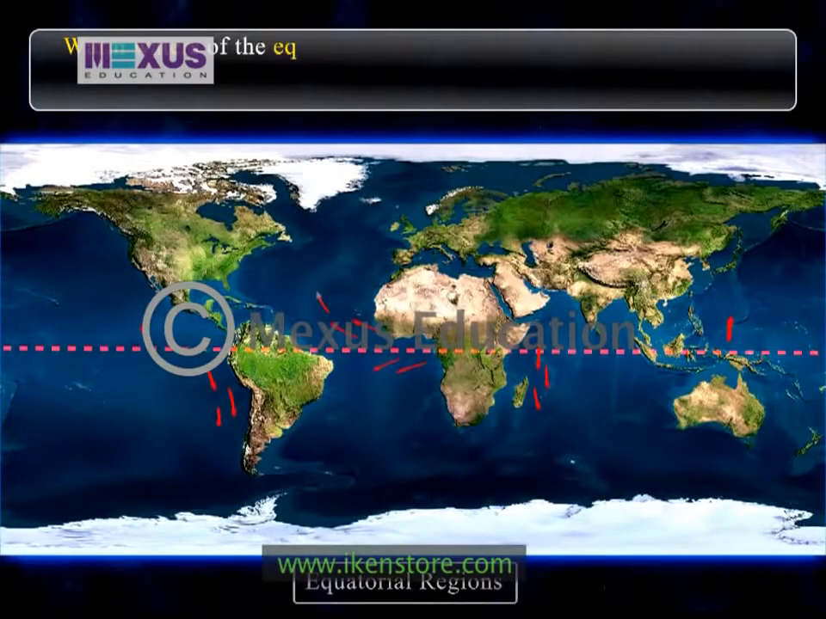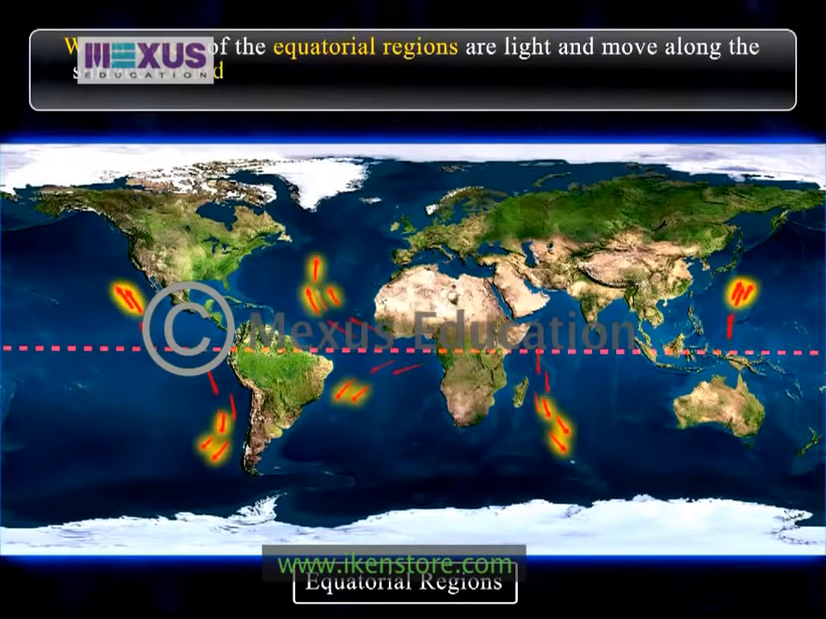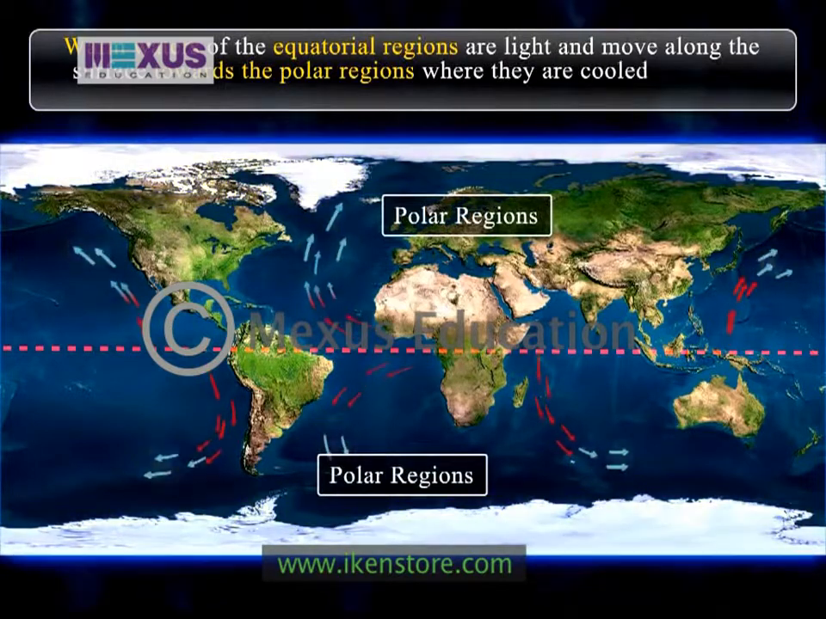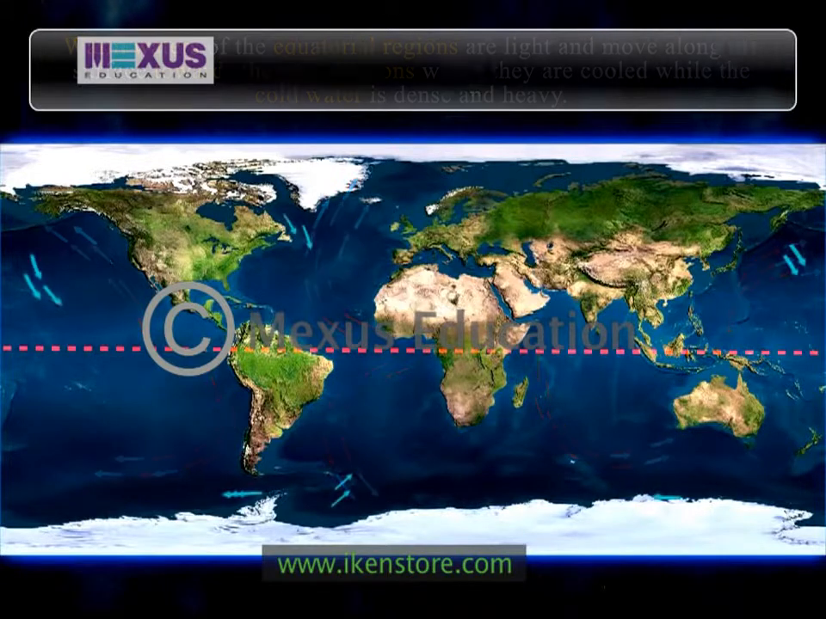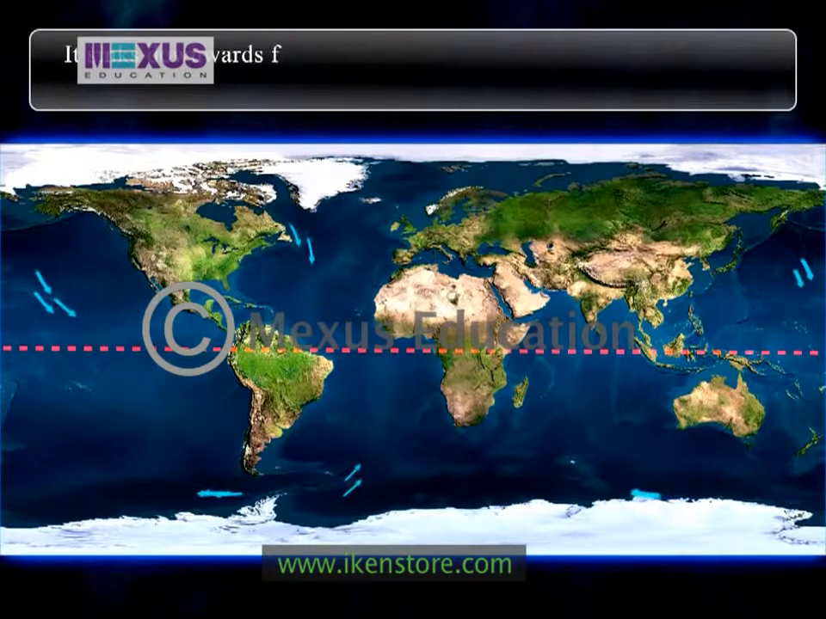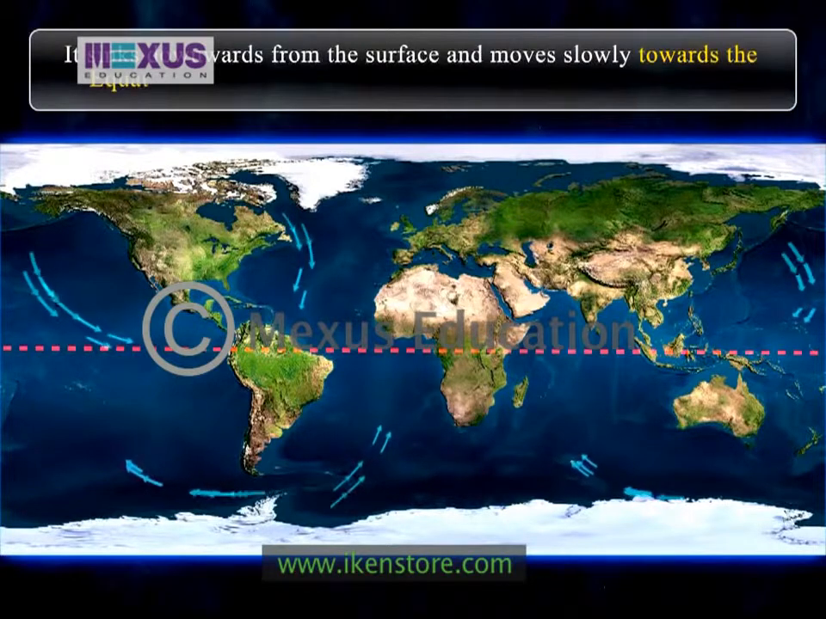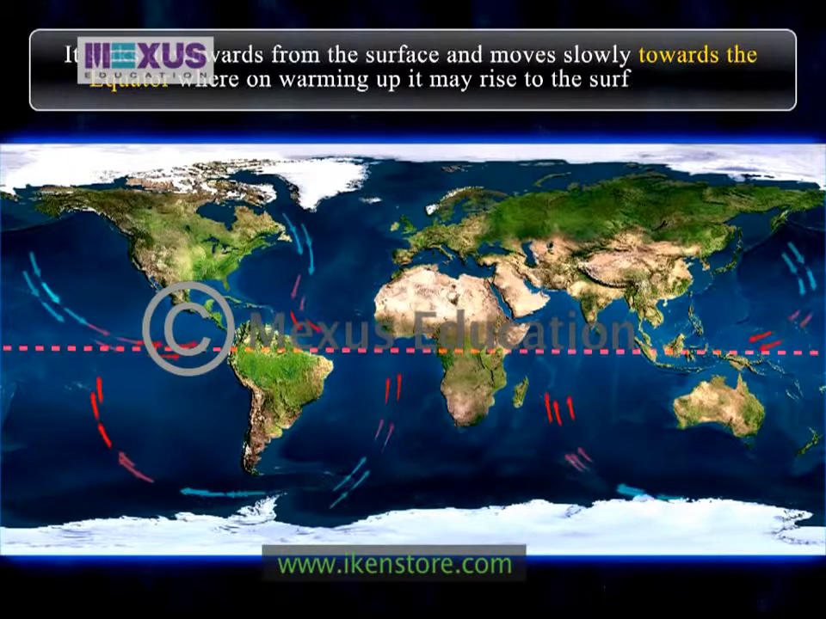Warm waters of the equatorial regions are light and move along the surface towards the polar regions, where they are cooled, while the cold water is dense and heavy. It sinks downwards from the surface and moves slowly towards the equator, where on warming up it may rise to the surface again.